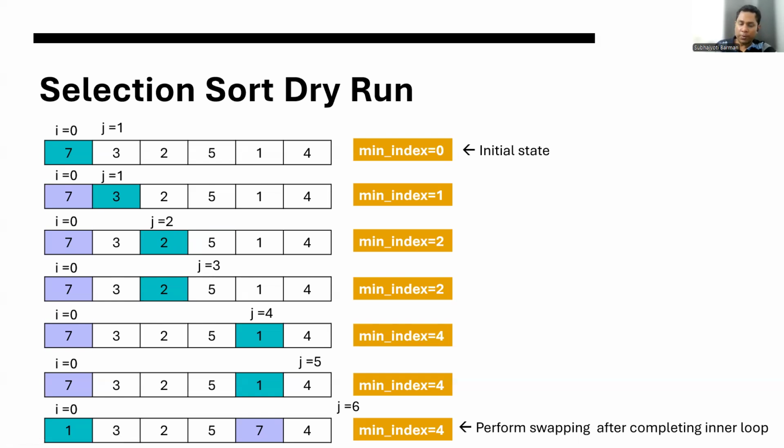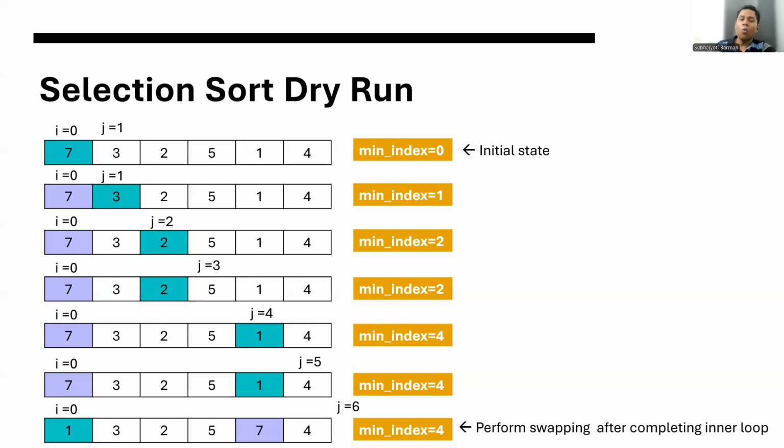Okay, so the value pointed by j is 5. This element is greater than the value pointed by min index, so no modification is required within my min index variable. Next time we will increment the value of j, and it will become 4. In that index we have 1, which is less than 2. So we will update our min index to 4. Then j will become 5. My min index will remain the same. Then j will become 6. So this is the termination of the inner for loop.